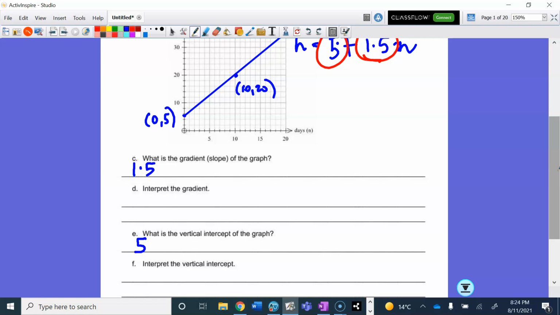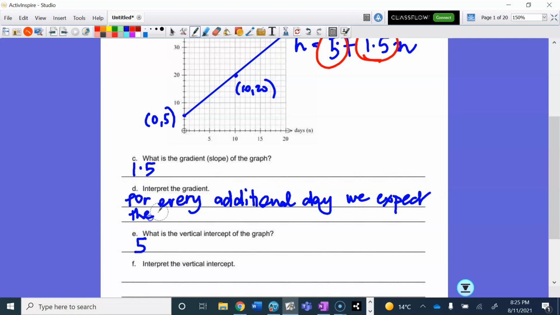Interpreting the gradient and interpreting the y-intercept are two other skills. So basically what that 1.5 is related to is the rate of growth. Every day that plant grows 1.5 centimetres in height. So you need to write something that relates to the story. So we'd say something like, for every additional day, we expect the plant to grow 1.5 centimetres.